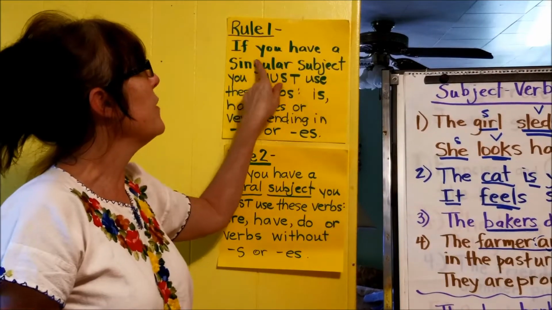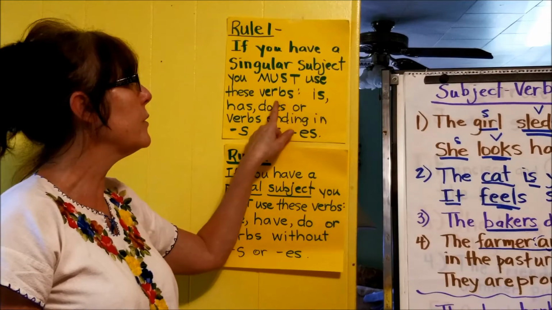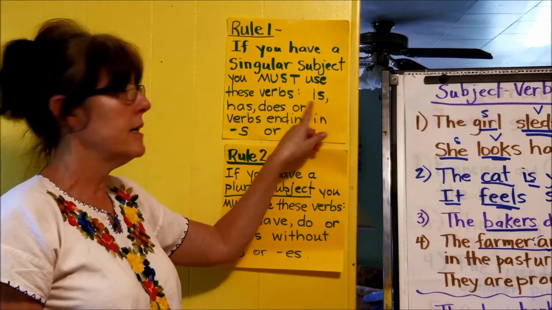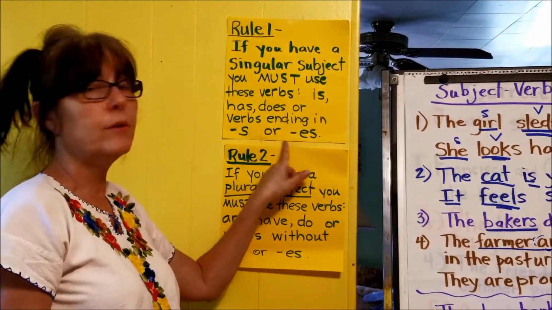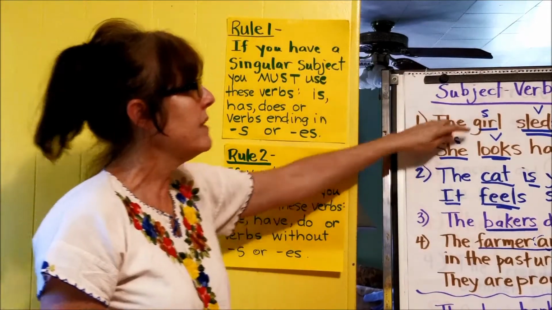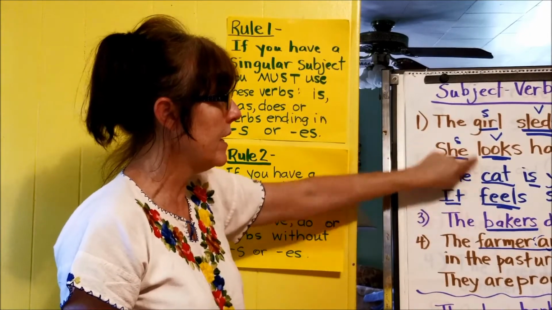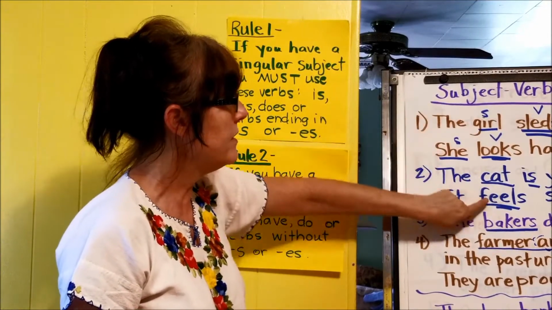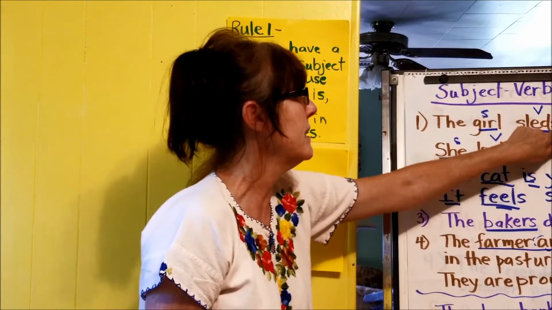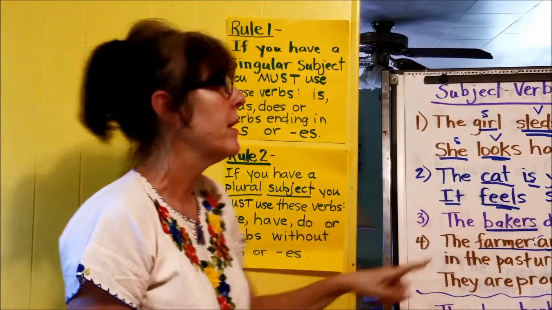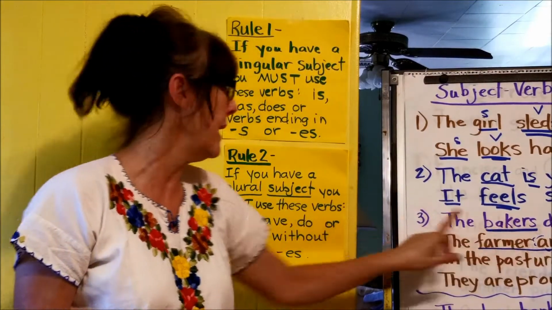Rule 1 says if you have a singular subject, you must use these verbs, okay? Either is, has, does, or a verb that ends in S or ES, okay? That's why for these, we had singular subjects, so we had to use verbs that were either is or ending in s, okay?